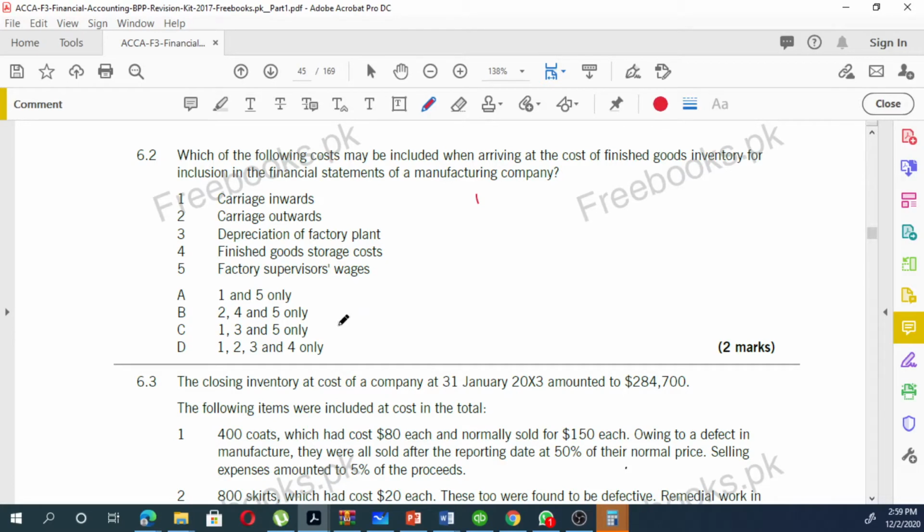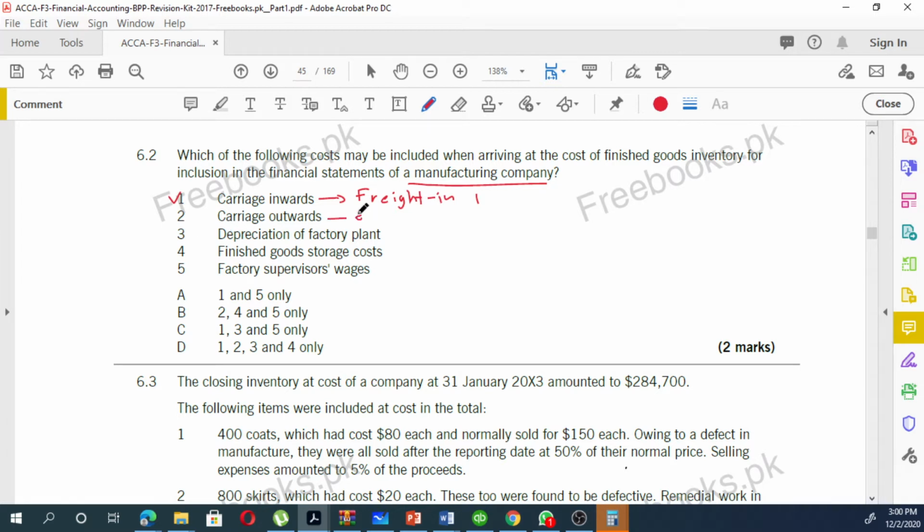Hi, so I will do some questions from the ACCA book about the chapter on inventory valuations. In the first question we will do today: which of the following costs may be included in the cost of finished goods inventory in a manufacturing company? So the carriage inward. If you read the ACCA book, we know this terminology as freight-in cost. So this is a part of the cost of inventory, right?